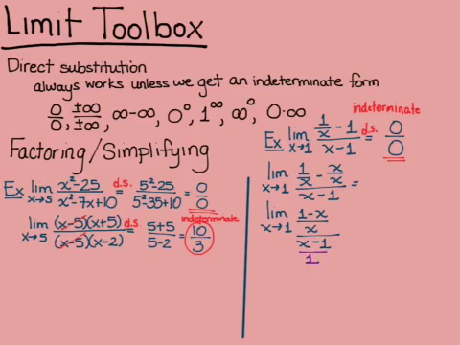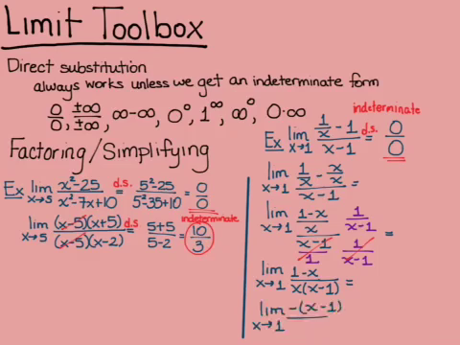I want to get the x minus 1 out of the bottom, so what I'm going to do is multiply the top and the bottom by 1 over x minus 1. So that'll cancel the x minus 1 out of the bottom. Now I'm left with the limit as x goes to 1 of 1 minus x over x times x minus 1.